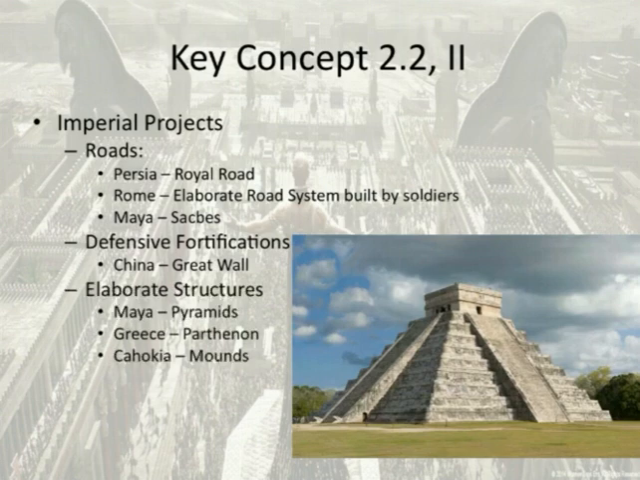You see the erection of elaborate structures. So in the Maya, you had pyramids, as pictured to the right. In Greece, you had monumental architecture like the Parthenon, and then lesser known, Cahokia, which you can visit if you're from Illinois, nice and close, down by St. Louis. Illinois pride. You see the building of these giant mounds that sort of indicate a civilization's influence in an area.